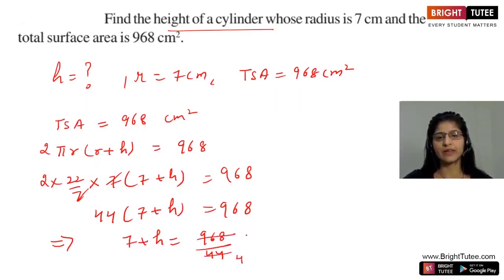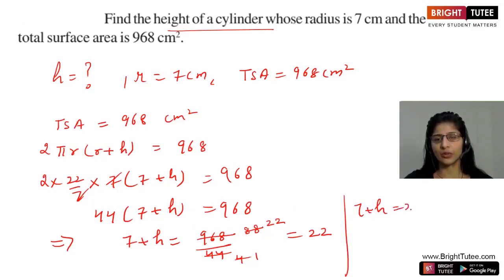Here we will write 11 eights are 88, and we are left with again 8. So 11 eights are 88, 4 twos are 8. So we are left with 22, and then we will solve it as 7 plus h. We got 22, so h will be equal to 22 minus 7. Right, 22 minus 7, how much are we left with? 15. 15 centimeter is the height of that cylinder whose radius is 7 centimeter and the total surface area is 968 square centimeter. So this is how we have calculated.